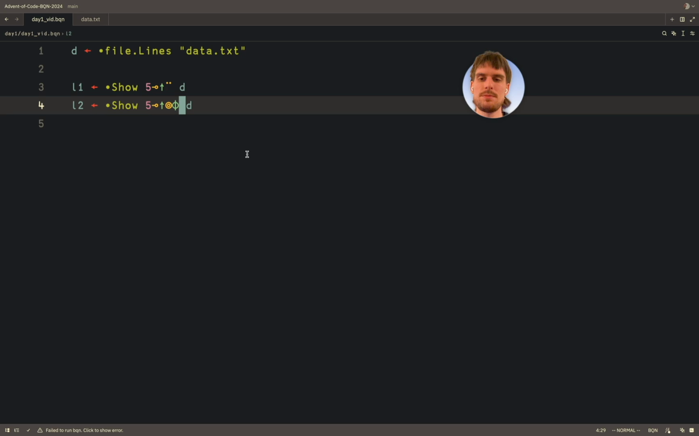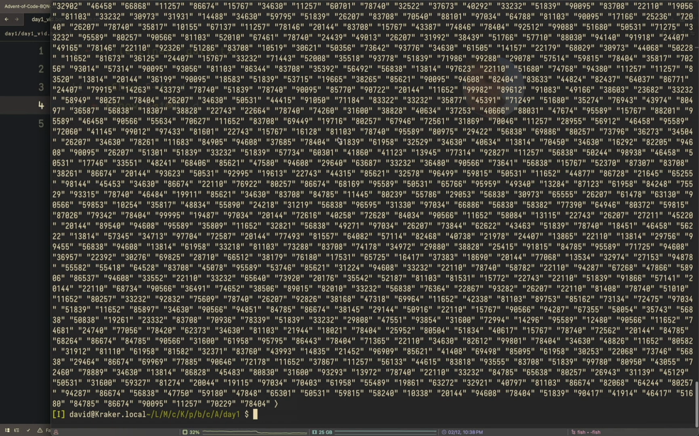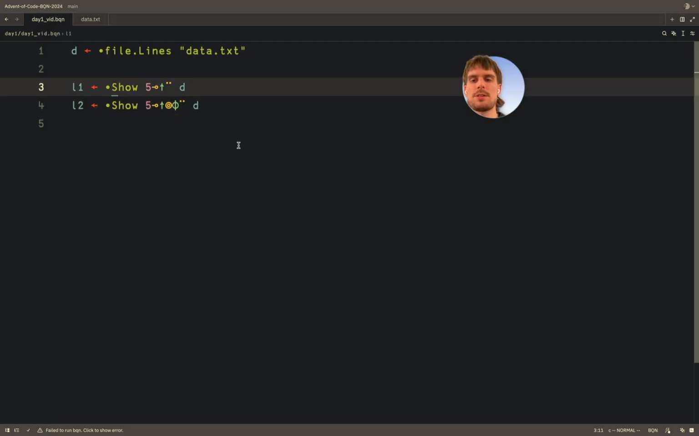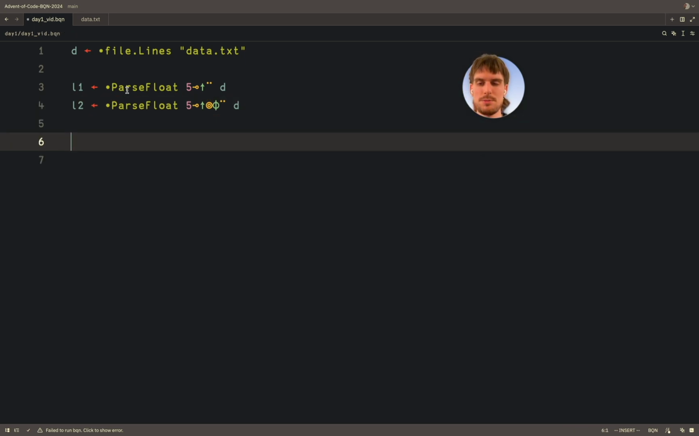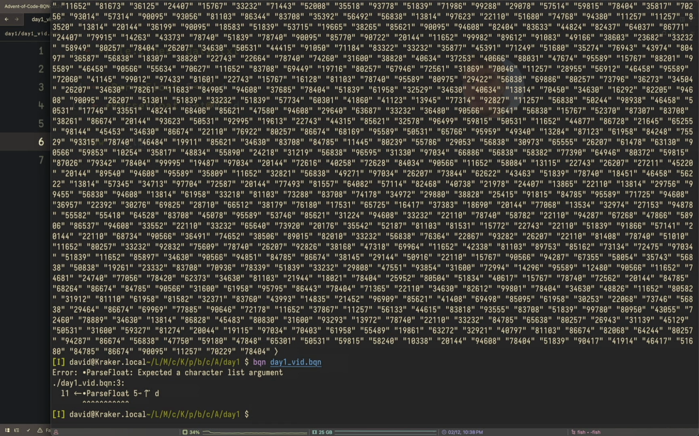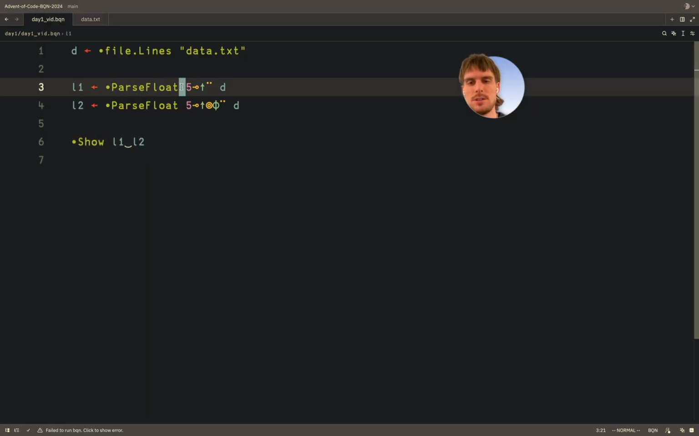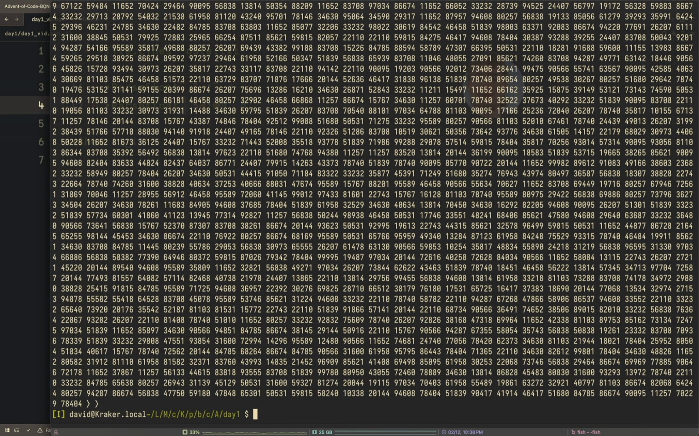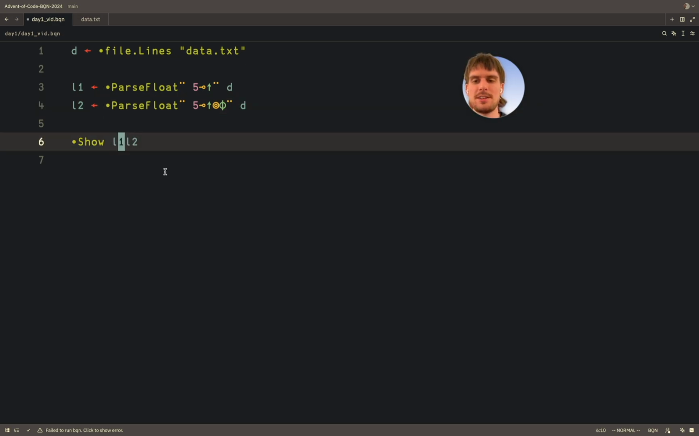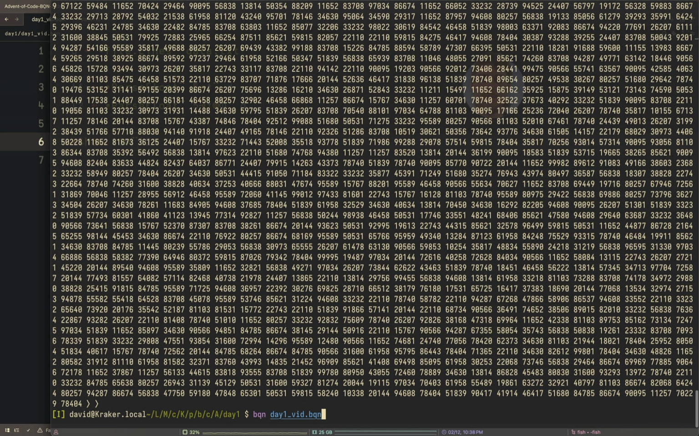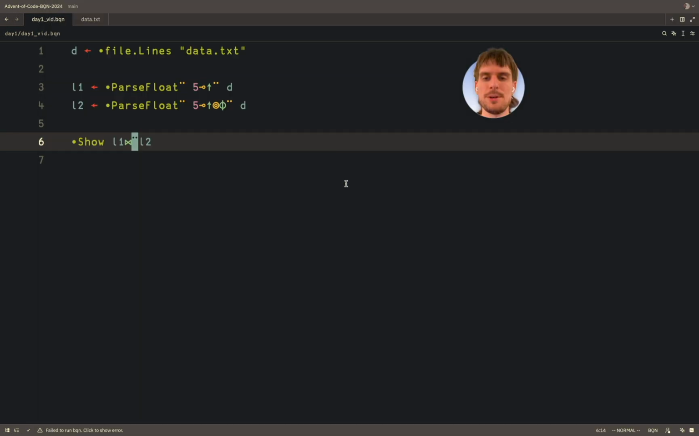Oh, for each. Nice. And both need to be parsed as float. So they're both floats now. Let's check that. List 1 and list 2. Oh yeah, float needs to go for each line, needs to go floats. Okay, nice. We have 2 lists. We can actually couple each of them. So they're next to each other now.